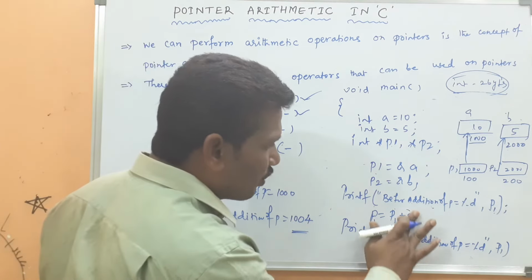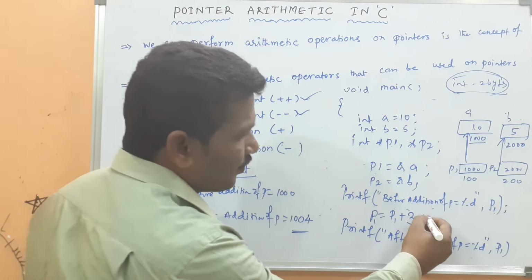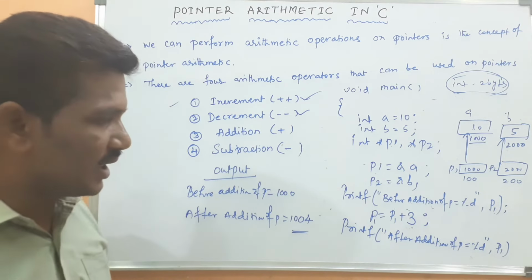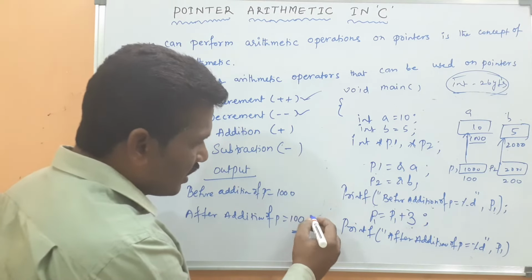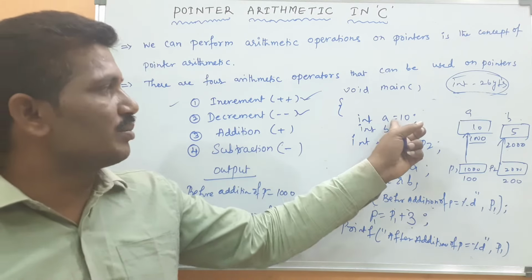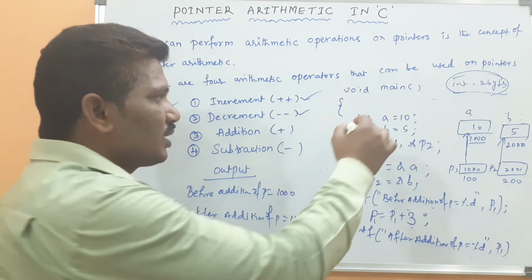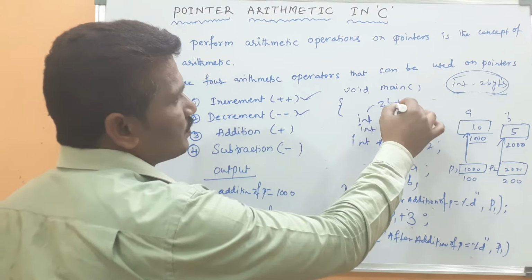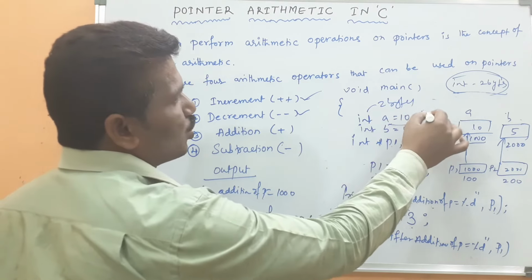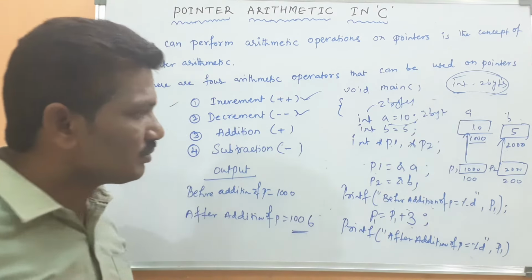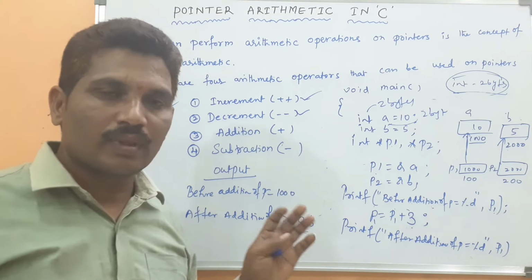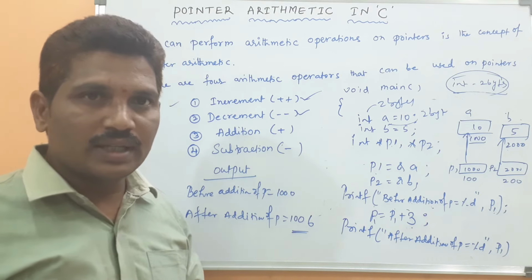If it is p equal p1 plus 3, what is the answer? You get it. Then 1006. 1 means an integer, because the integer is what? 2 bytes. Here also it will be 2 bytes. Got my point?